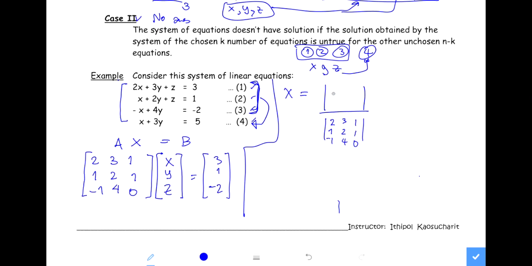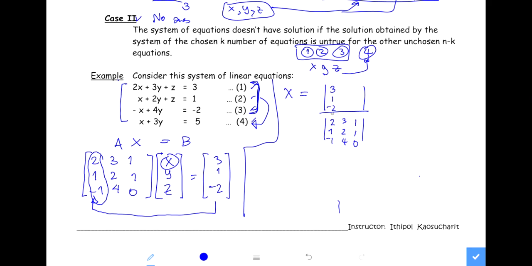On top, it will be the coefficient matrix where I replace my first column with the constants. Why do I do that? Because x is the first variable. So I have to replace the first column of my coefficient matrix with this constant matrix because x is the first variable. So replace the first for the first. Okay. So I'm gonna have to write 3, 1, -2.